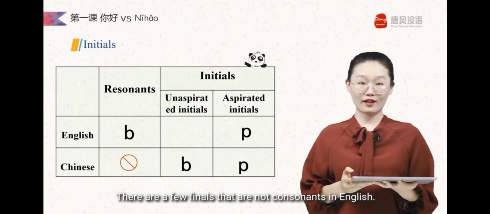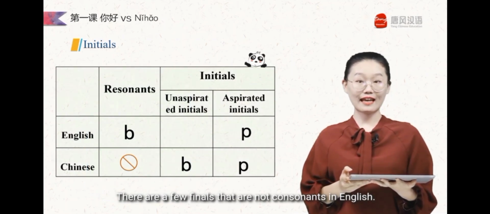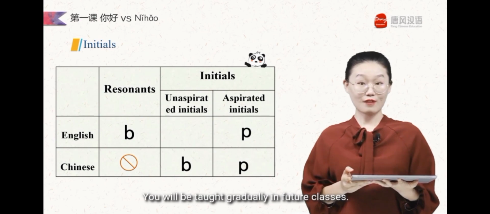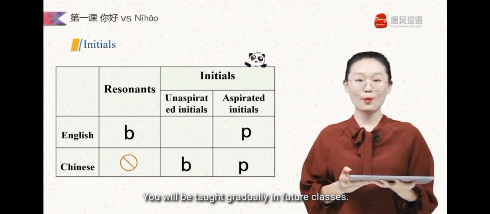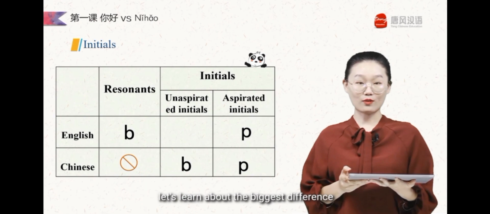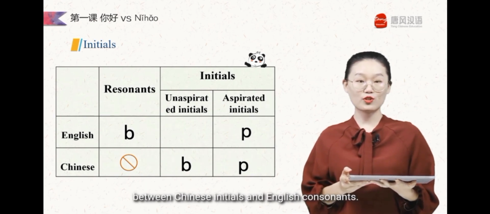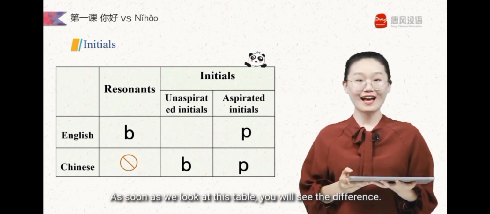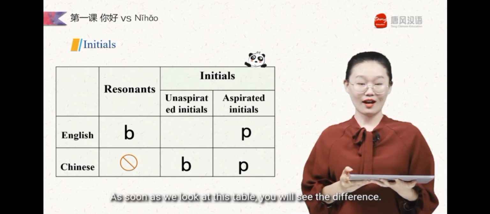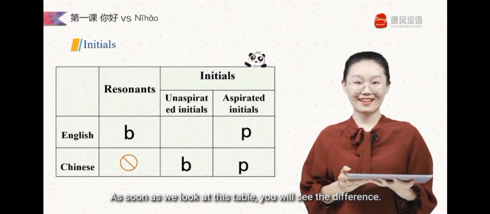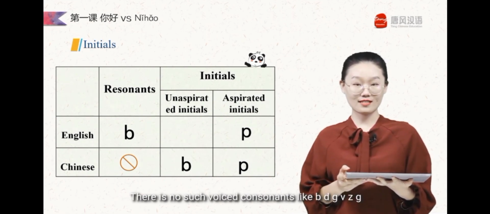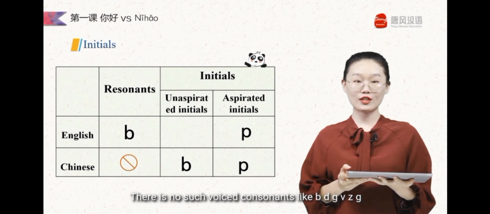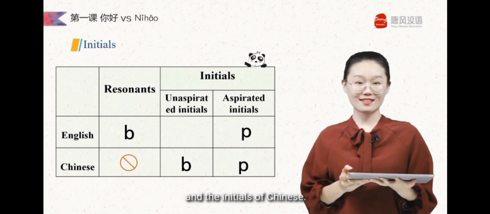There are a few initials that are not consonants in English. You will be taught gradually in future classes. Before that, let's learn about the biggest difference between Chinese initials and English consonants. As soon as we look at this table, you will see the difference. There are no such voiced consonants like b, d, g, v, z, zh in the initials of Chinese.